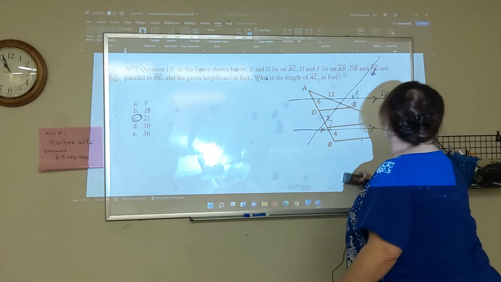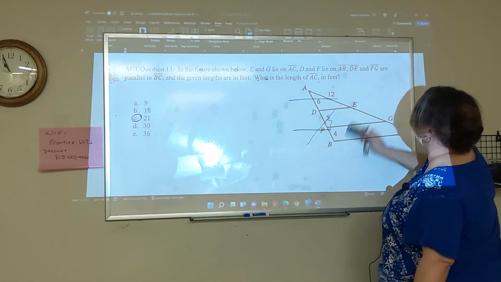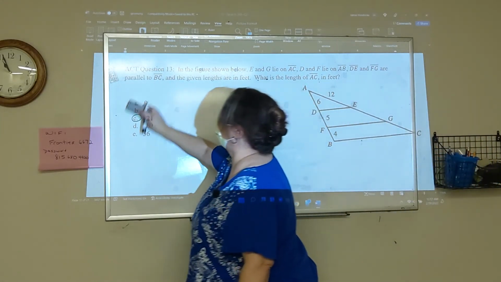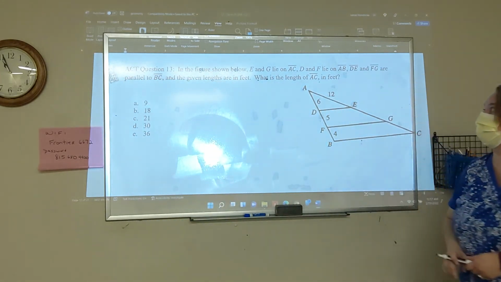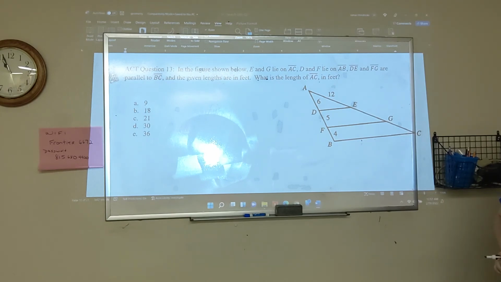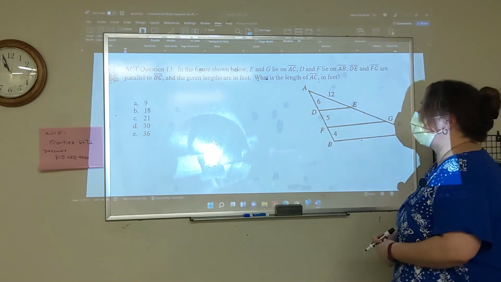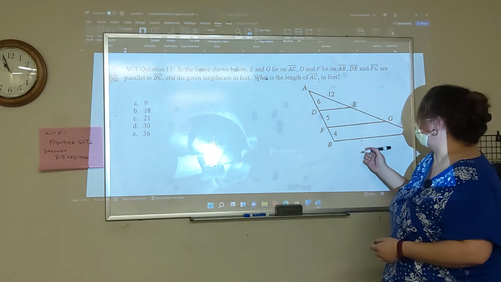All right, next couple problems are about proportional triangles or similar triangles. In the figure shown below, E and G lie on AC, D and F lie on AB, DE and FG are parallel to BC, and the given lengths are in feet, not that we care about the units. What is the length of AC in feet?